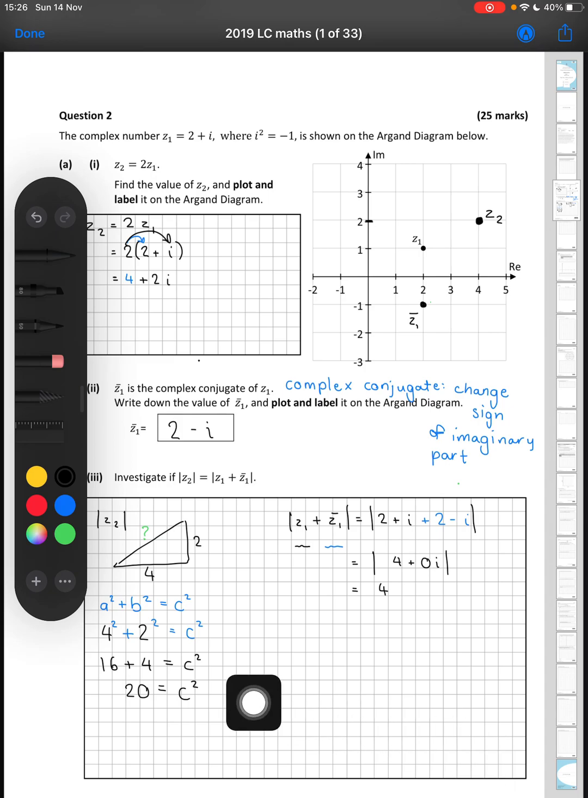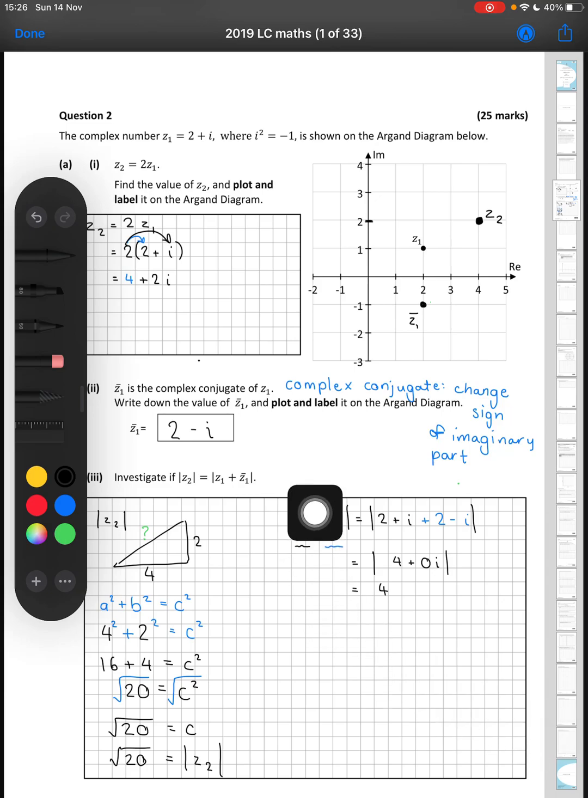Now I don't want c squared, okay? I want just c to figure out what my modulus is. So I want to square root this to get rid of the squared. So if I square root that side, I have to square root that side, and I'll be left with the square root of 20 is equal to c. So the square root of 20 is my modulus there for Z2.